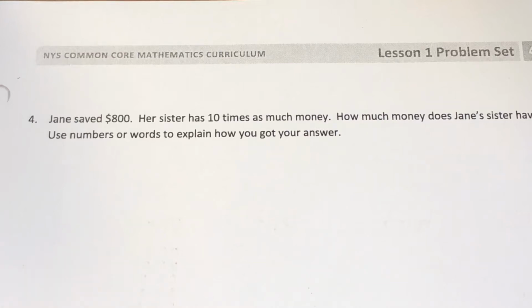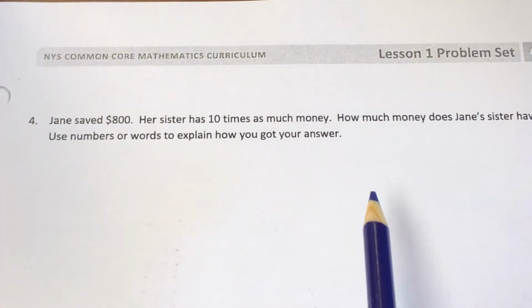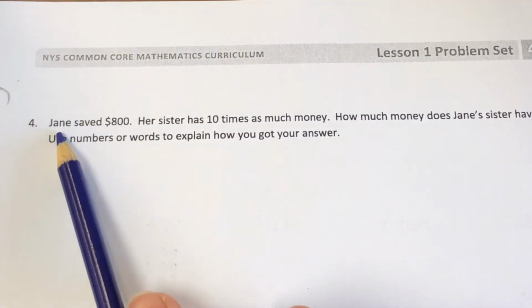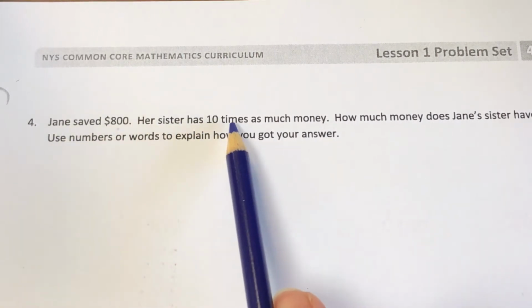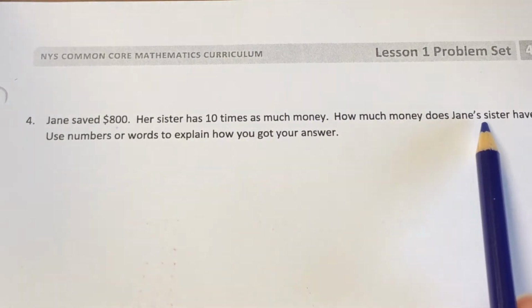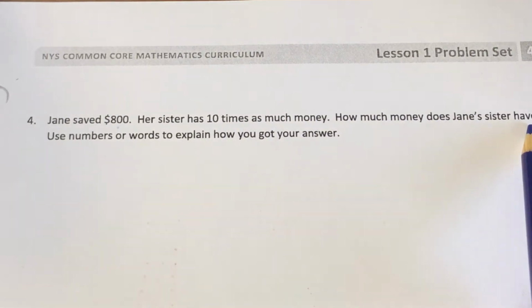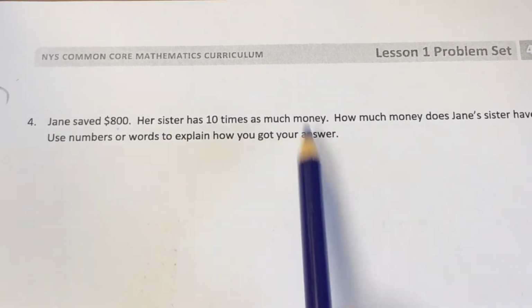Okay, so we're still doing lesson 1 on the problem set, but we went to the back of this and we're going to do the word problem now. So Jane saved $800. Her sister has 10 times as much money. How much money does Jane's sister have? Use numbers or words to explain how you got to your answer.